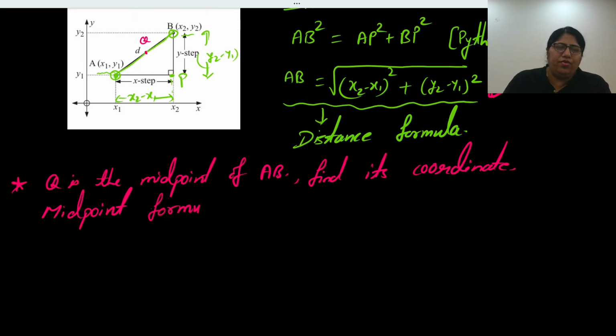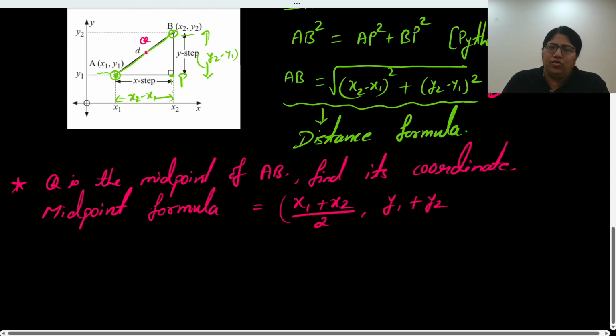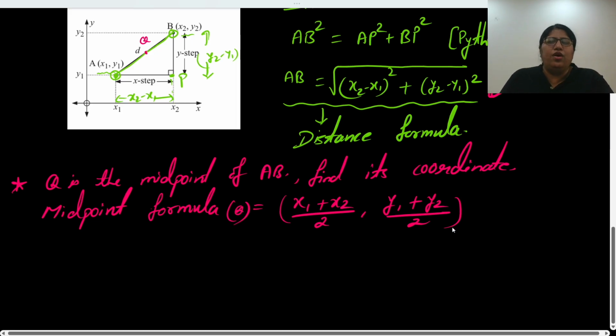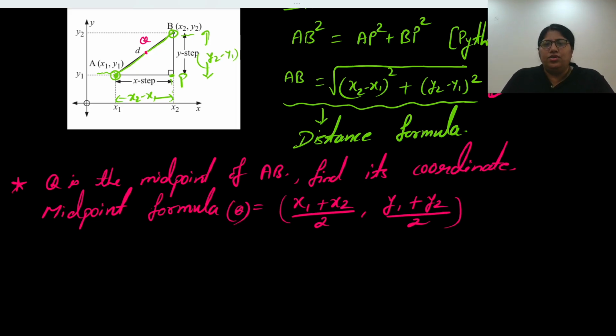What is your midpoint formula? If I take the total distance divided into two equal parts, we take x1 plus x2 by 2 comma y1 plus y2 by 2. So this is nothing but the coordinates of point Q. Q is going to be the midpoint, right? These two formulas we use to solve the questions.